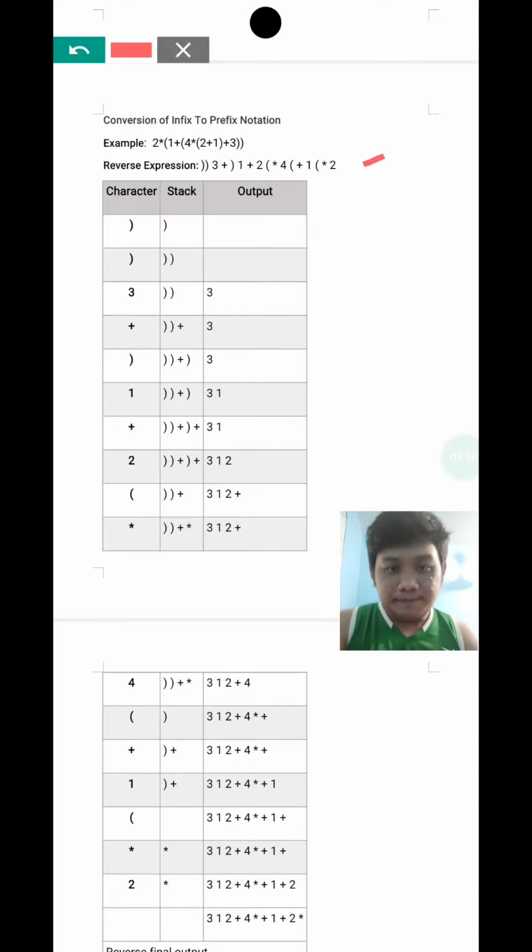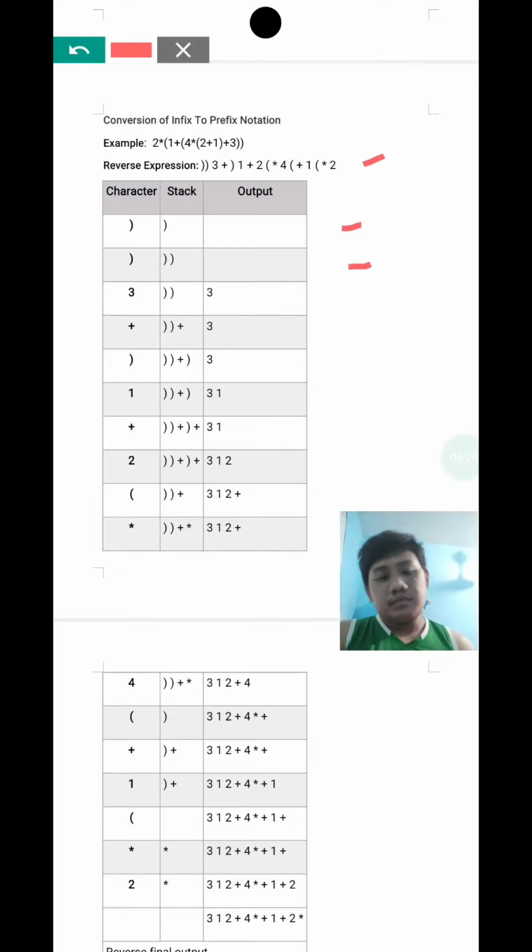First we have a parenthesis character. The parenthesis character will be pushed to the stack. Since it is an operator, it is pushed to our stack. Next is another parenthesis character. Since it is also a parenthesis, it is pushed to the stack, another one on the stack.